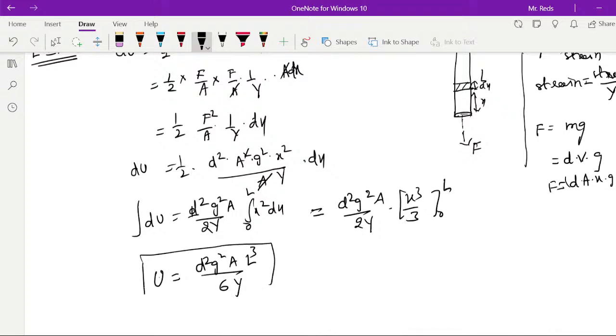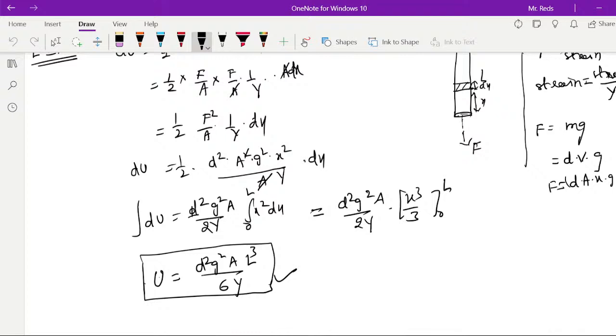This will be the energy stored. Actually this is the work done acting on the wire in stretching it due to its own weight, or you can also say it is the strain energy stored in the wire in producing some strain due to its own weight, which is nothing but d square g square A L cube by 6y. So option 1 is the right one for this one. I hope you guys have understood this.